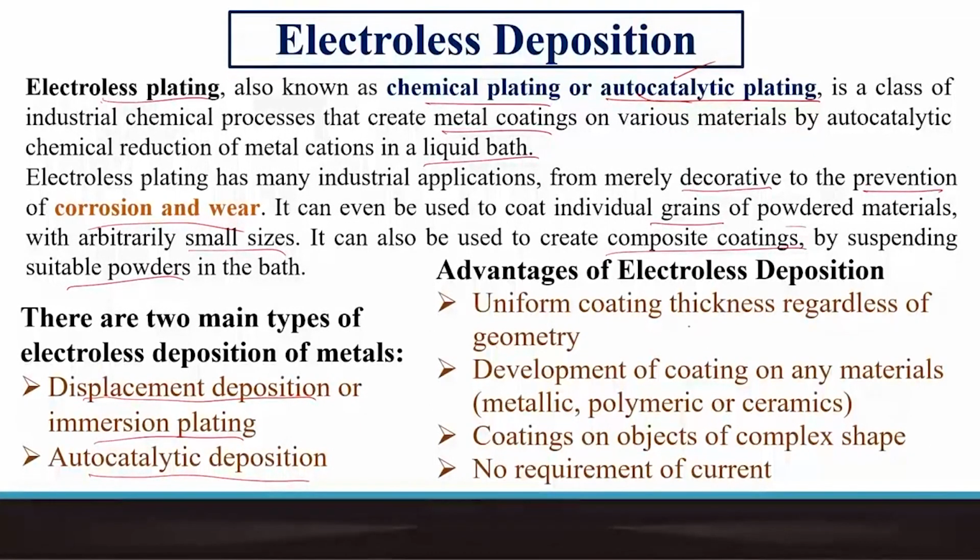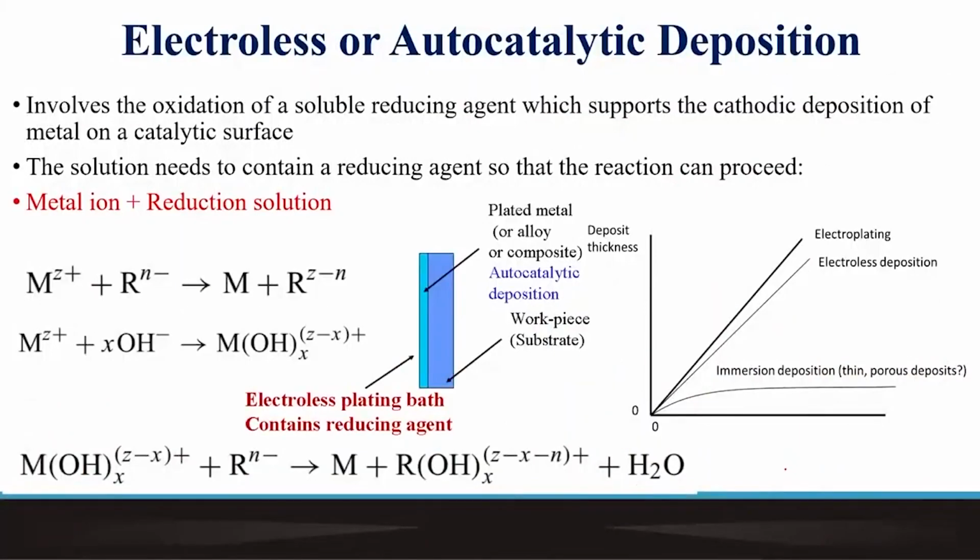The main advantage is that the thickness we already discussed is fairly uniform. We can deposit on all kinds of materials, conducting, non-conducting. We can choose any complex shape, and there is no electrical current flow, be it in continuous flow or in pulse mode. There is no such requirement. So essentially, we are talking about presence of metal ions acquiring certain charge.